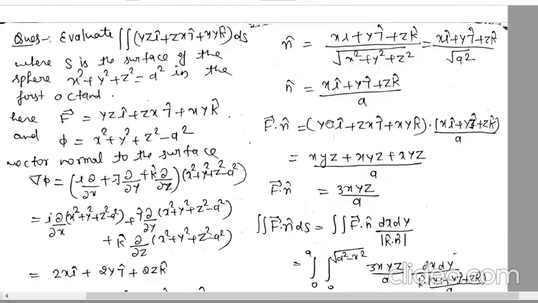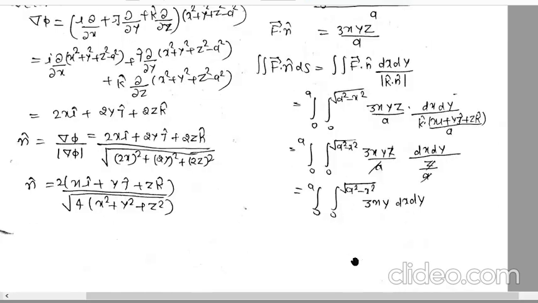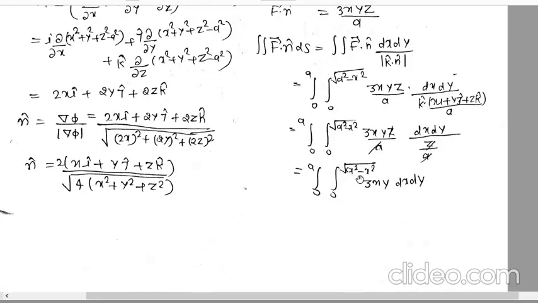So we know that x square plus y square plus z square is equal to a square, and we are talking about the first octant only. So your z will be 0 here, and x square plus y square is equal to a square. In the first octant, your y limit will be 0 to square root of a square minus x square, and the limit of x will be 0 to a, right? So 0 to a and 0 to square root of this one, 3xy dx dy.